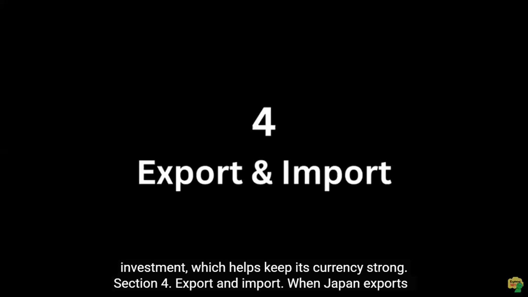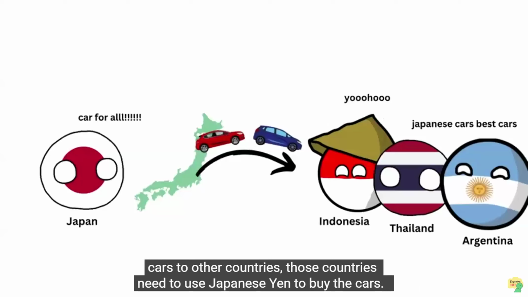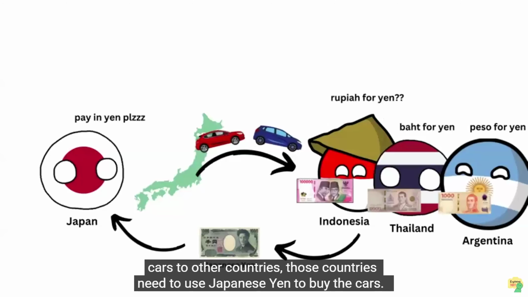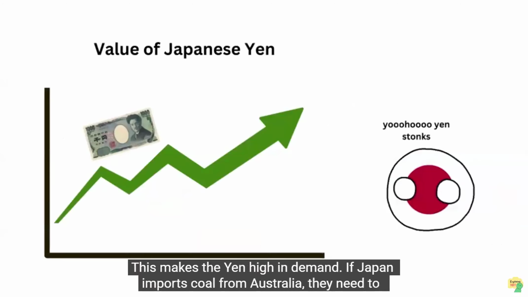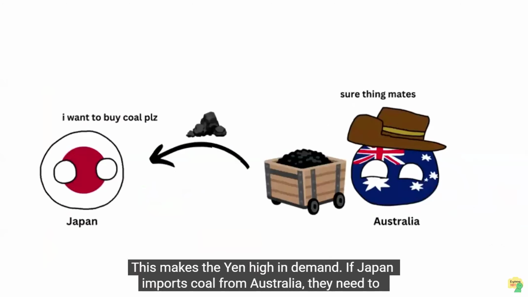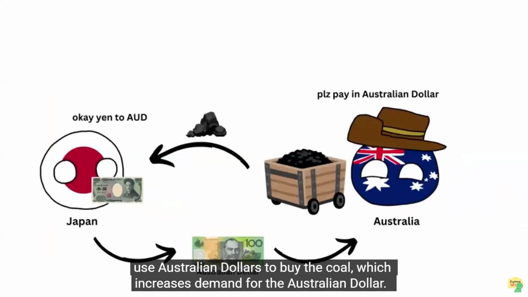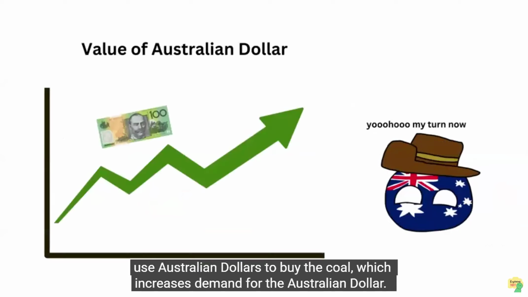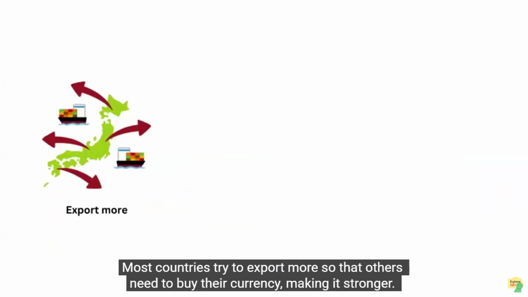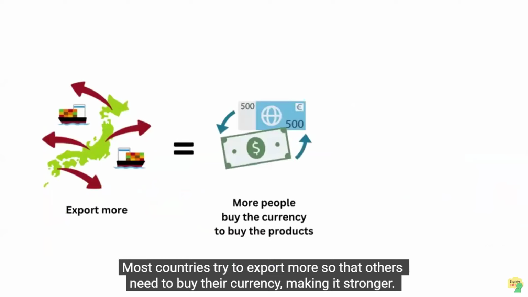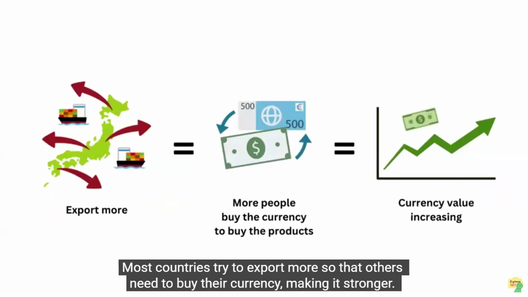Section 4. Export and import. When Japan exports cars to other countries, those countries need to use Japanese yen to buy the cars. This makes the yen high in demand. If Japan imports coal from Australia, they need to use Australian dollars to buy the coal, which increases demand for the Australian dollar. Most countries try to export more so that others need to buy their currency, making it stronger.